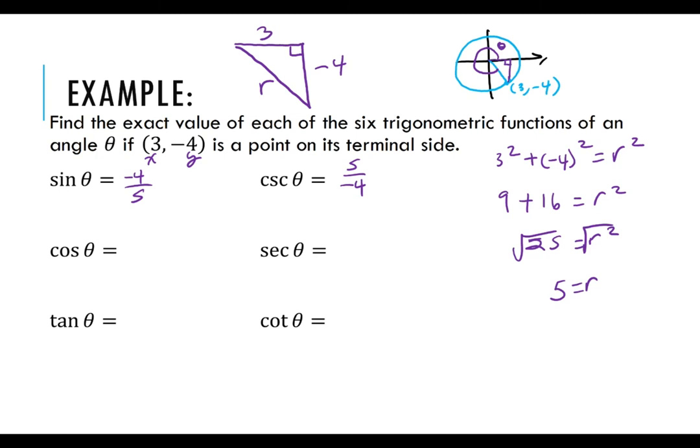Then, cosine of theta, well, that's going to be x over r, so that's going to be 3/5. Secant we get for free, that's the reciprocal of cosine, that's 5/3. Then tangent of theta is, of course, going to be y over x, so that's -4 over 3. And then we get the cotangent for free, that's the reciprocal, 3 over -4. So be careful. If it doesn't say unit circle, you probably have to find some missing value.